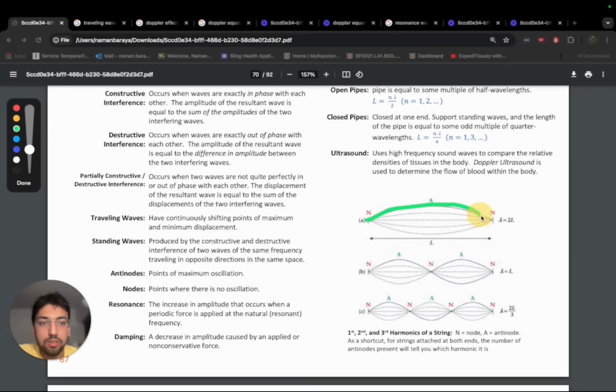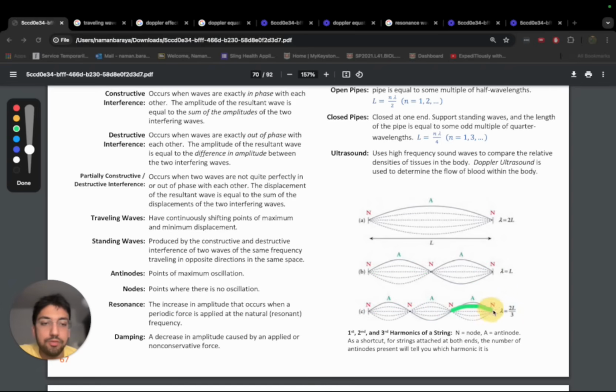The wavelength is 2L. This is L over here, and the reason why the wavelength is 2L is because this is just half a wavelength. So if you were to make the full wavelength, it would go like that, and that would be 2L. This is just one wavelength, right? From one point to the same point on the next wavelength. And then that's one wavelength, and then this is another third of a wavelength.